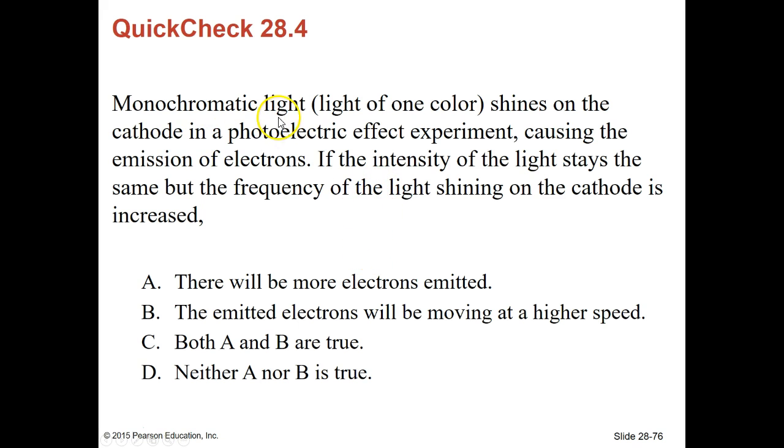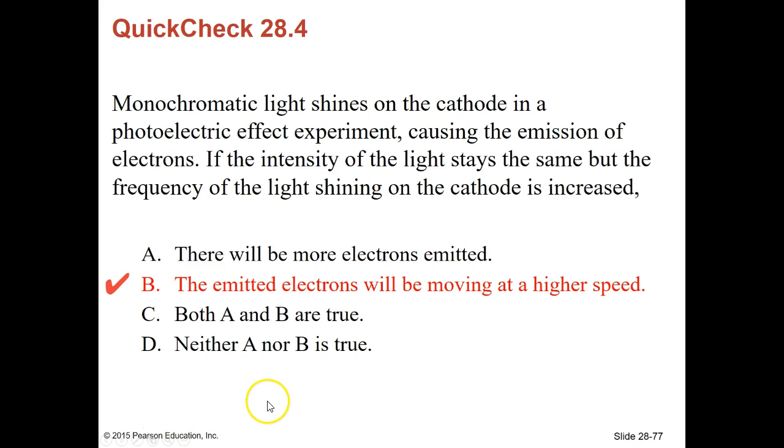So if we have monochromatic light, that's just light of one color like a laser, shining on a cathode in a photoelectric effect experiment, it causes electrons to be kicked out. If the intensity of the light stays the same, but the frequency of the light is increased, will there be more electrons? Will the emitted electrons be moving at a higher speed? Are both true or neither true? Here, what's true is the emitted electrons will be moving at a higher speed because they will have more energy.